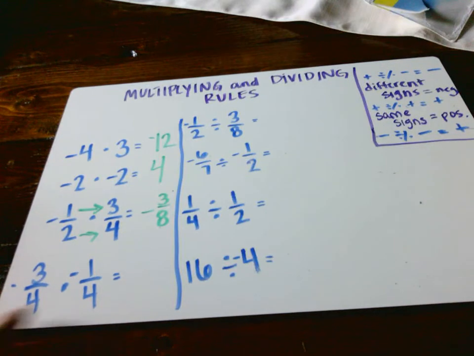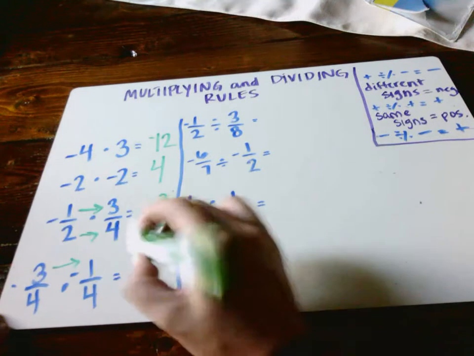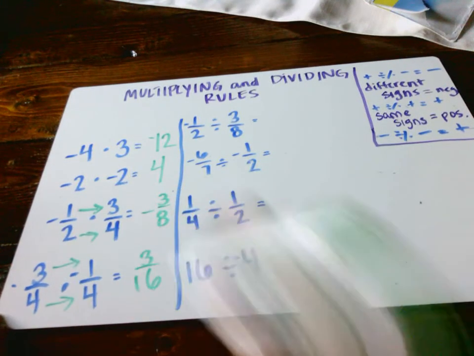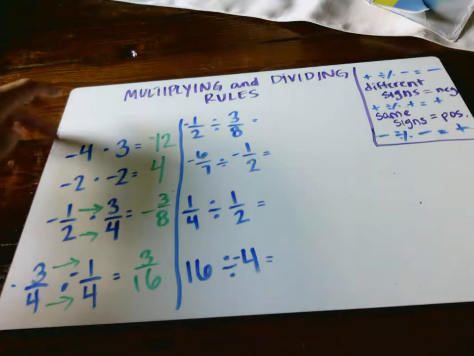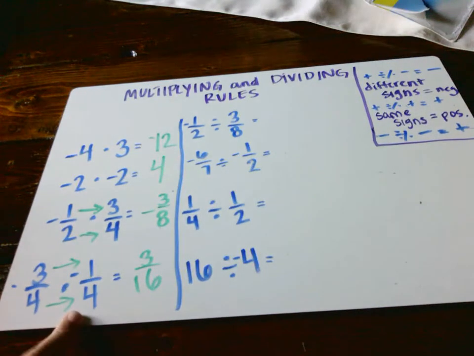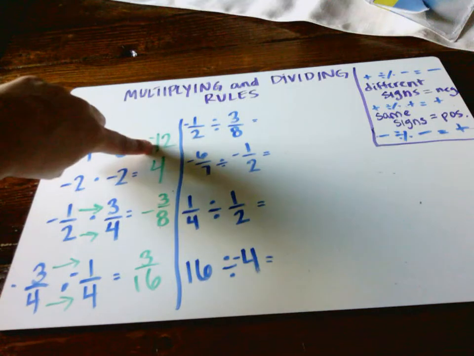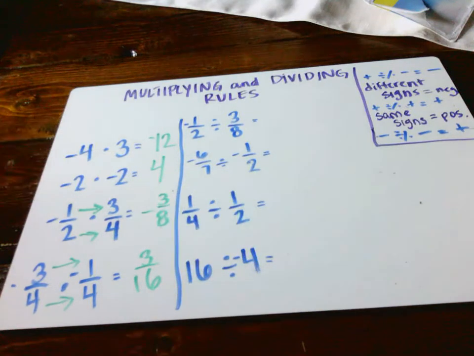Down here, a negative times a negative. We know that answer is going to be positive. So 3 times 1 is 3. 4 times 4 is 16. So you're sticking to the same rules of how to multiply fractions. You're just noting that a negative times a positive is a negative, and same signs end up positive.